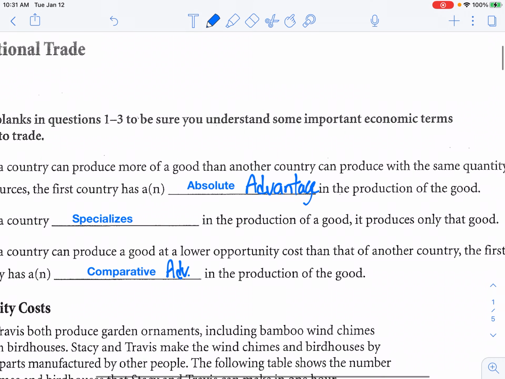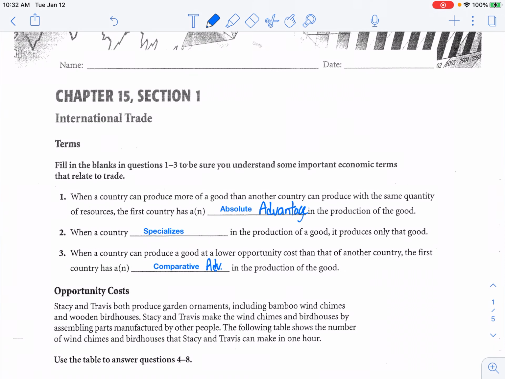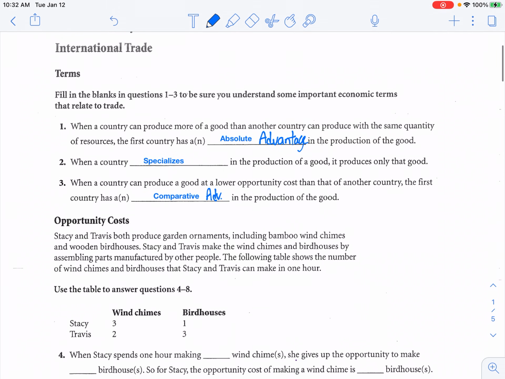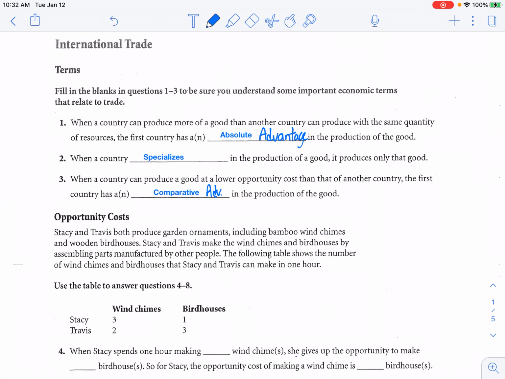And the next thing we're going to do is look at it in a micro perspective. So let's just think about two people and how they might have an absolute or comparative advantage with each other and what that means for their production. So Stacy and Travis both produce garden ornaments. And remember, opportunity cost was also from level 1, including bamboo and wind chimes or wooden birdhouses.